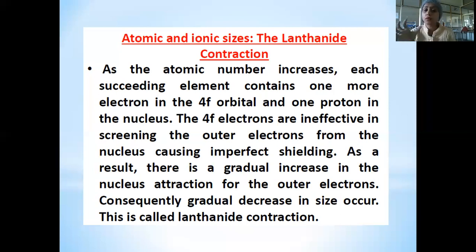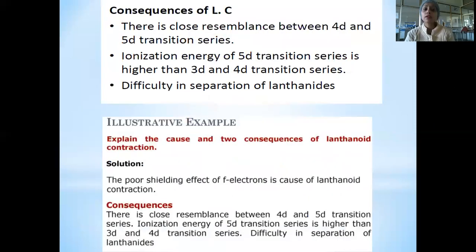That is why there is a gradual increase in the nuclear attraction, and consequently a gradual decrease in the size occurs. So this gradual decrease in size with the entering electron, with the increasing number of electrons, is called lanthanide contraction. Now, what are the consequences of this lanthanide contraction?